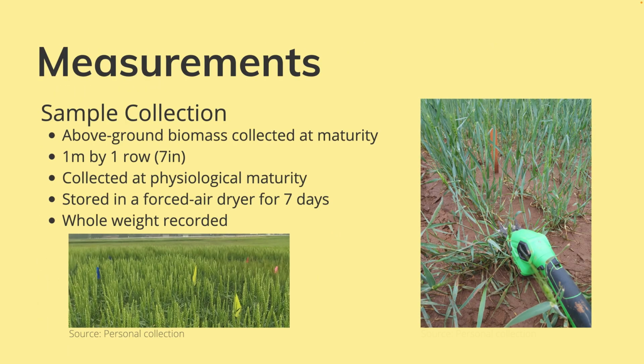All right, measurements. So sample collection. The above ground biomass was collected in maturity. 1 meter by 1 row. Each row was 7 inches wide. It was collected at physiological maturity.